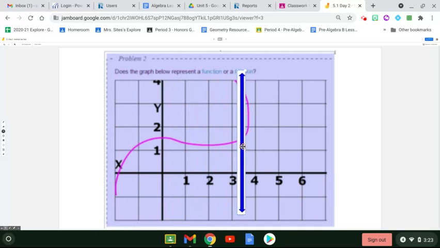Uh-oh, right here, we have a problem. If you take a look at my vertical line, right here, I have a location that it hits once here, and it hits another place right here. Because I'm hitting it in two locations, this is not a function.